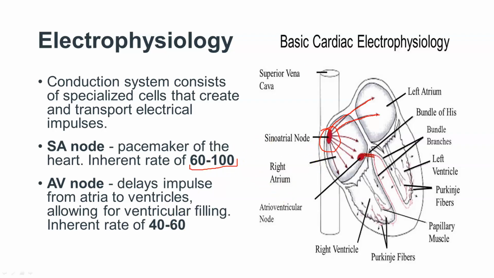If something were to happen with your SA node, the AV node can take over. What we need to recognize with the AV node is that its inherent rate is only 40 to 60. So that may not be enough to maintain cardiac output. The way that it should function is that the signal originates in the SA node. That's what would make those rhythms sino or sinus. It's the sinoatrial node, so a sinus rhythm.